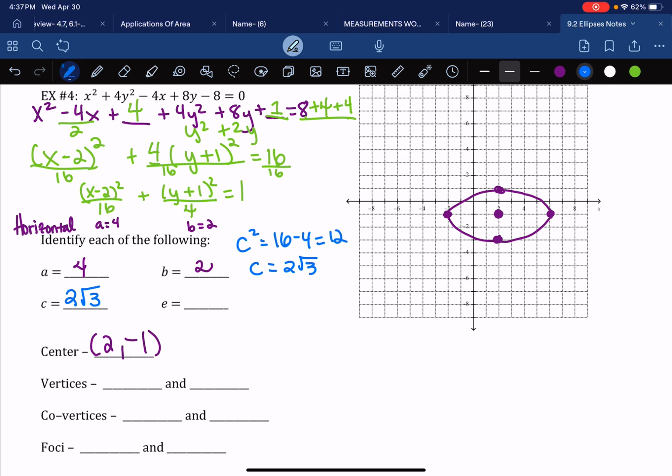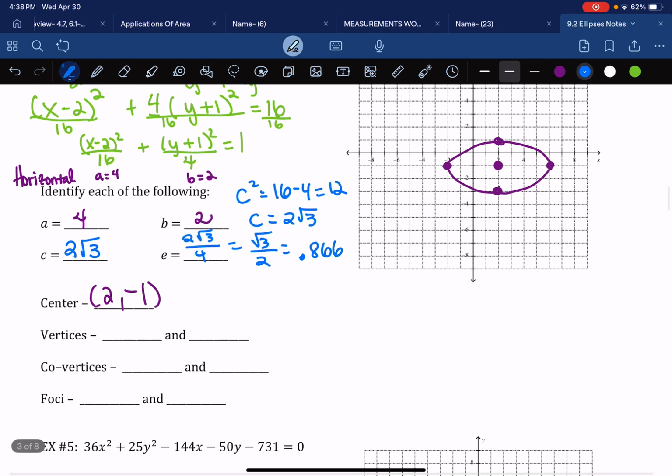And then the ovalness, we take C divided by A. So I've got 2 root 3 divided by 4. We can simplify 2/4 into 1/2, or just root 3 over 2. You're like, okay, that doesn't tell me anything. When we put that in the calculator, we get a rough estimate of 0.866. So it's pretty close to 1, so it's pretty elongated.